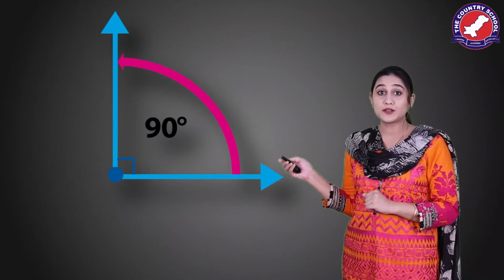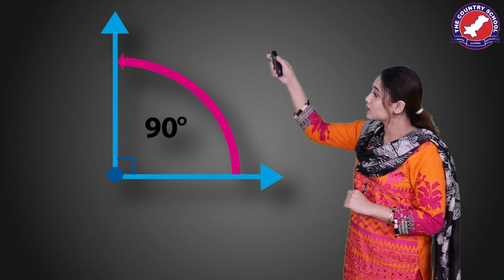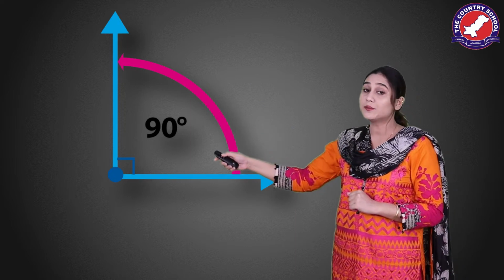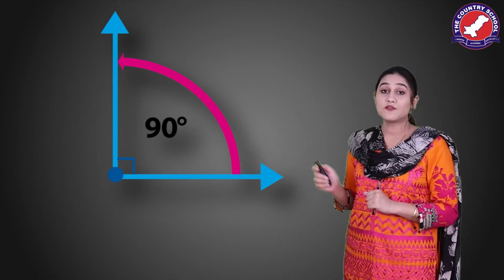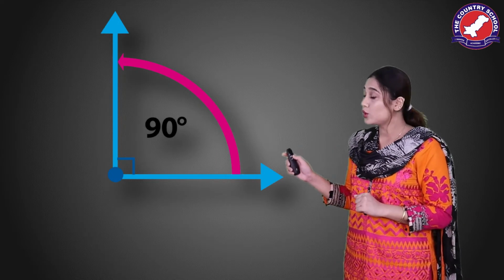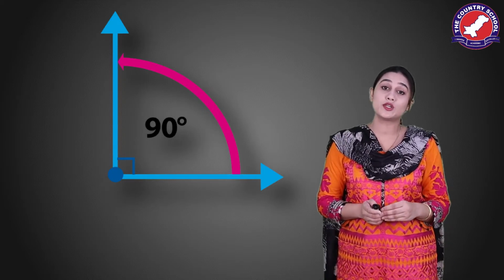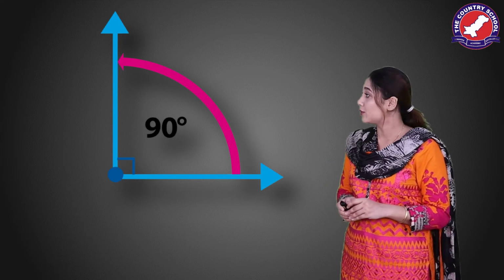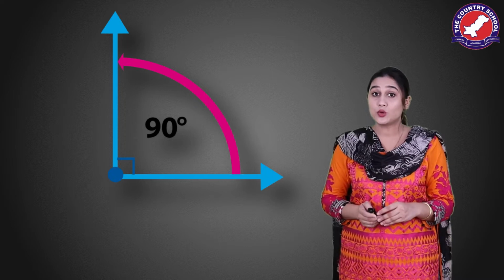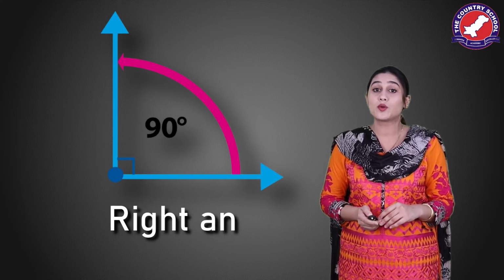Do you see this angle? It is 90 degrees. One arm is going downwards and the other arm is sideways. They form a 90 degrees angle. Both the arms or the lines of the angle are perpendicular to each other. They form a 90 degrees. Did you know that a 90 degrees angle is also called a right angle?